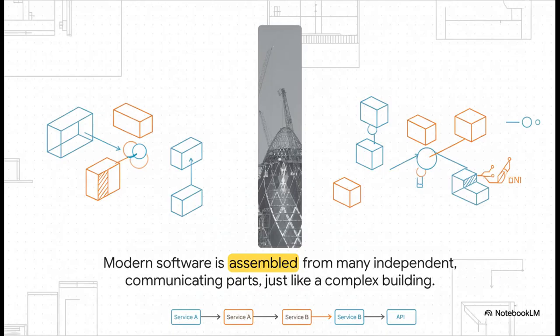Think about how a skyscraper gets built. Nobody shows up on day one and starts melting iron ore to make beams, right? Instead, they assemble standardized, pre-made components: windows, girders, electrical systems. Well, modern software development works a lot like that. We're getting away from building one gigantic, monolithic application. Instead, we're putting together smaller, independent, reusable parts called services that talk to each other over a network.